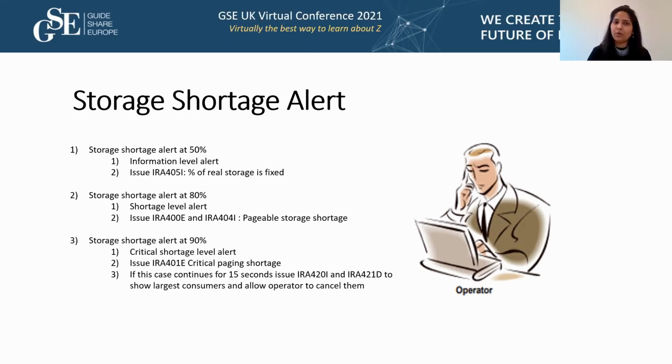And the third one. Don't miss the first and second level of alert, because the third one takes it into the critical level. The third one is a storage shortage alert at 90%. It is the critical shortage level alert. IRA401E will be issued for that. In this case, continuously for 15 seconds it issues IRA420 and 421, which show the largest consumers and allow the operator to cancel them during the alert time.